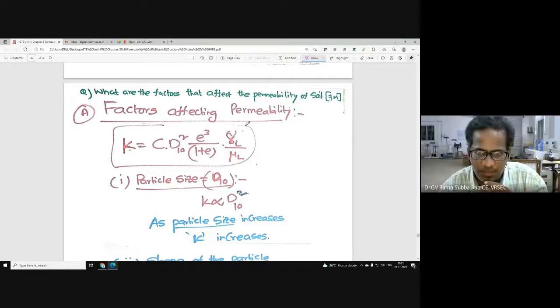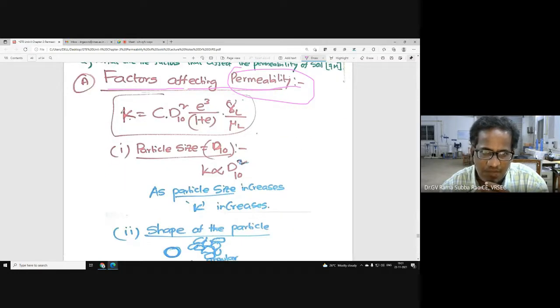Welcome you all. This is the last lecture in Chapter 3, permeability of soil. Actually, the topic we are going to discuss now is factors affecting permeability of soils. Here you see the different factors influencing the permeability of soil. It's a very interesting discussion.